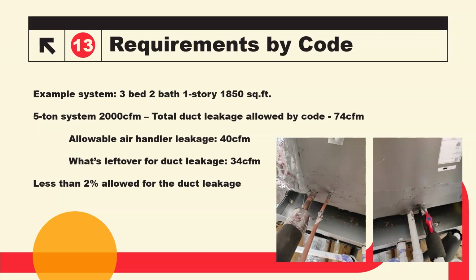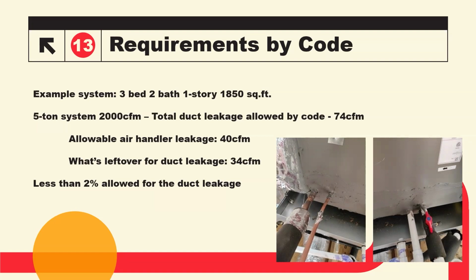So if the system is allowed to leak 2%, and you see this example here, it's a 3-bedroom, 2-bath, 1-story, 1,850 square feet, using a 5-ton system. That's probably oversized in my opinion, but I just put that as an example. 2,000 CFM. The total duct leakage allowed by the 2021, which is 4 CFM per 100 square feet or 4%, you're looking at 74 CFM. Allowed to leak 2% on the system is that the mechanical system can leak 40 CFM.